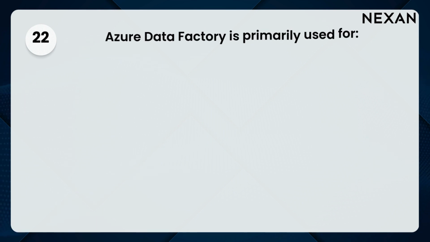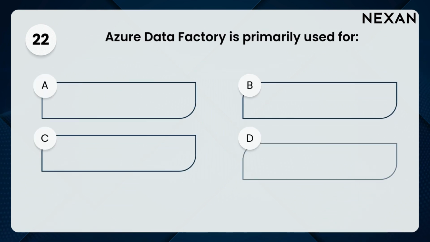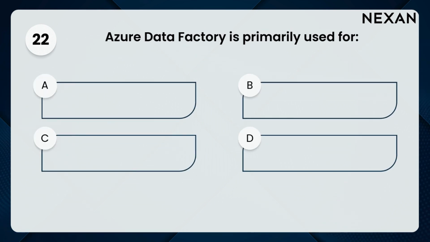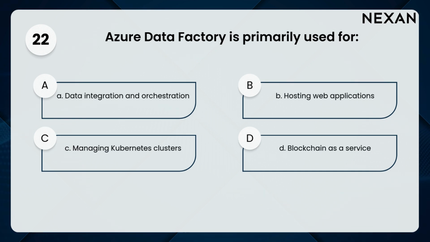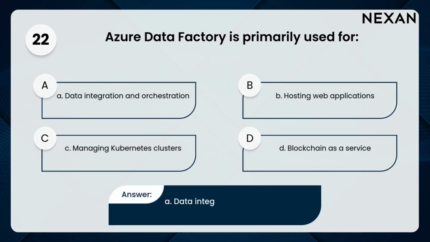22. Azure Data Factory is primarily used for A. Data integration and orchestration, B. Hosting web applications, C. Managing Kubernetes clusters, D. Blockchain as a service. Answer: A. Data integration and orchestration.